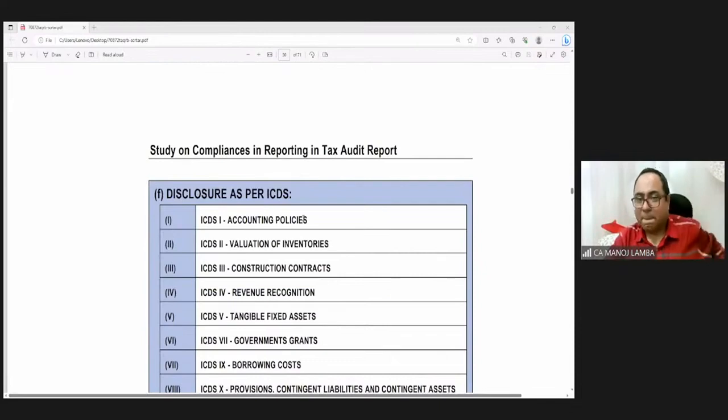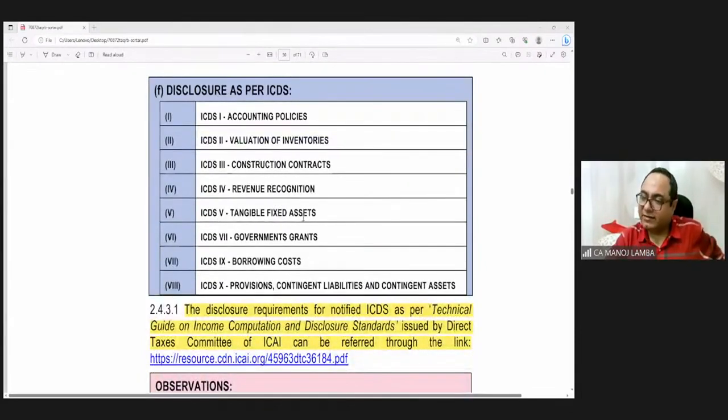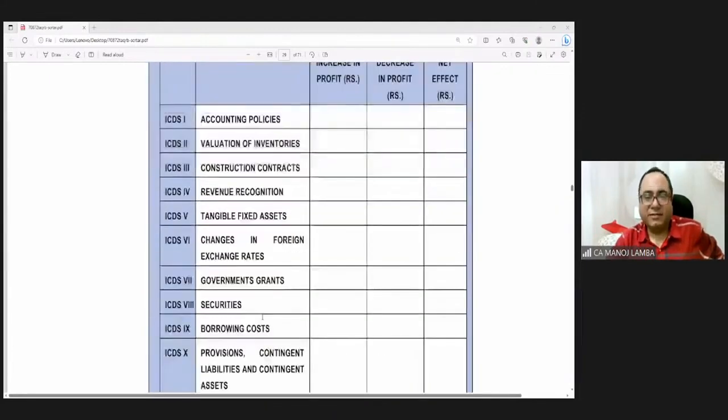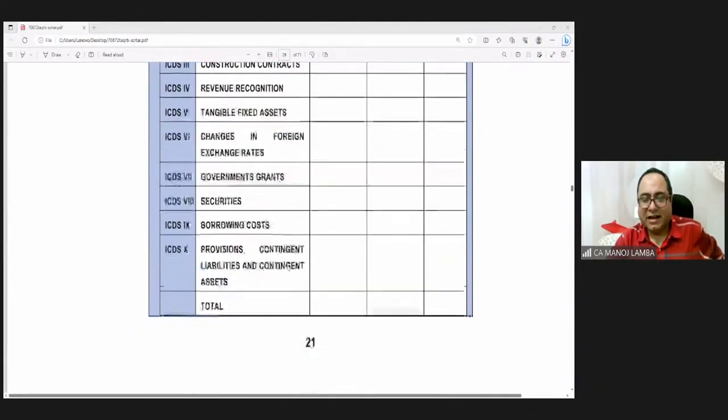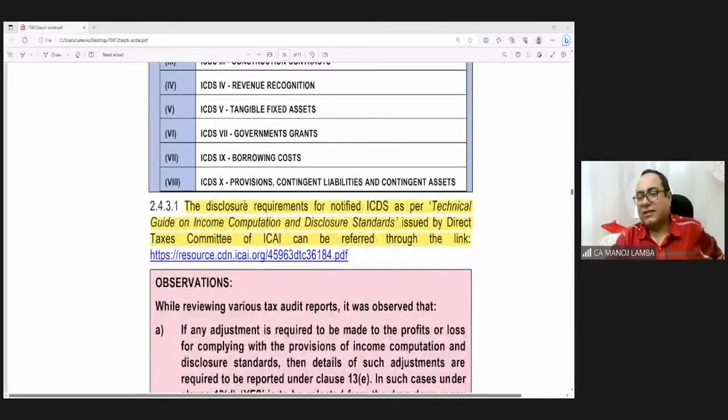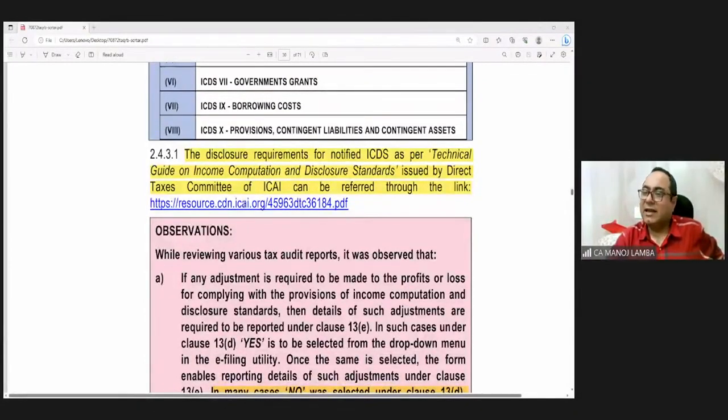And 13 clause F deals with disclosure of the ICDS. ICDS 1, 2, 3, 4, 5 and 7, 9, 10. If you read it very carefully, disclosure with regard to number 6 and number 8 is missing. Number 6 deals with changes in foreign exchange rates and 8 is securities. Regarding these 2, disclosure requirement is not there. The disclosure requirement for notified ICDS is as per the technical guide on income computation and disclosure standard issued by the Direct Tax Committee of ICAI, which can be referred through this link. Here you can find the technical guidance.